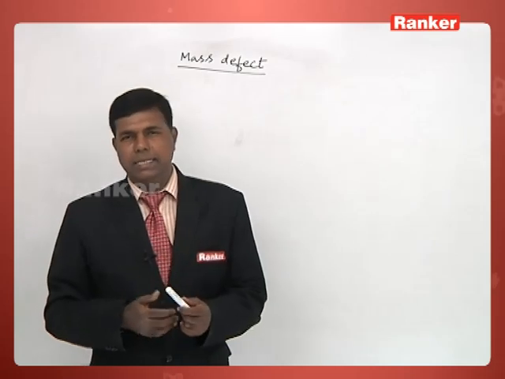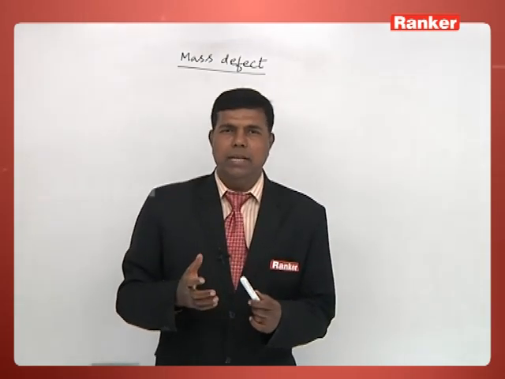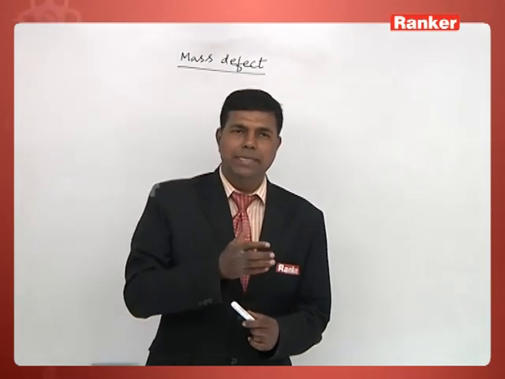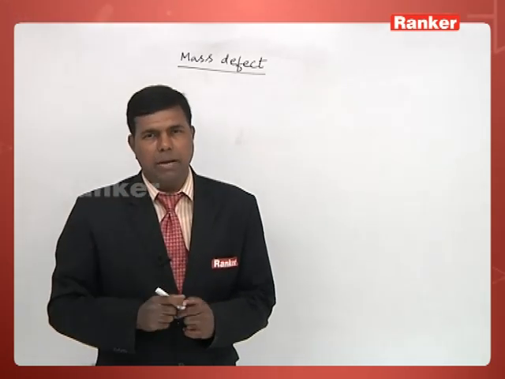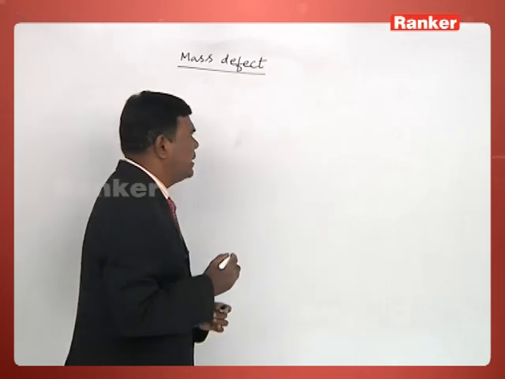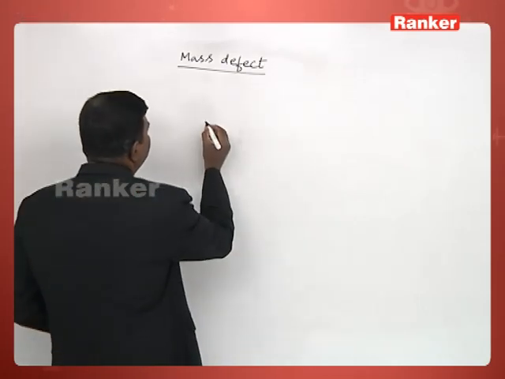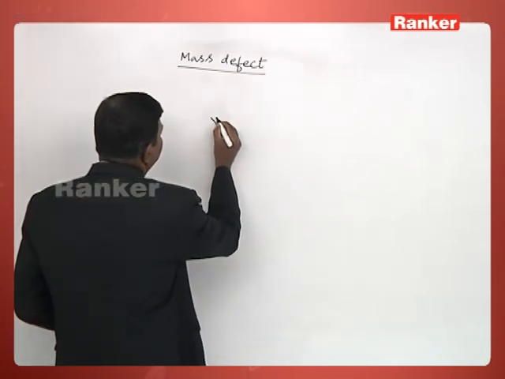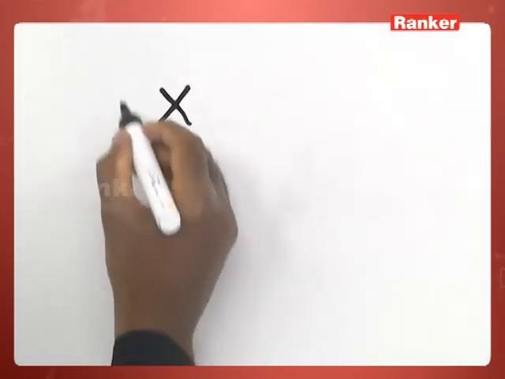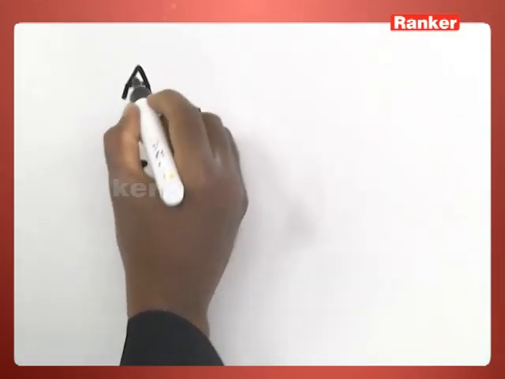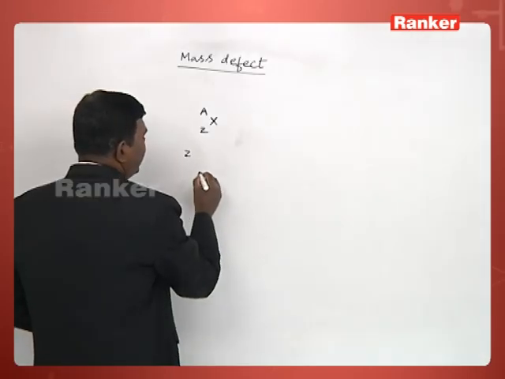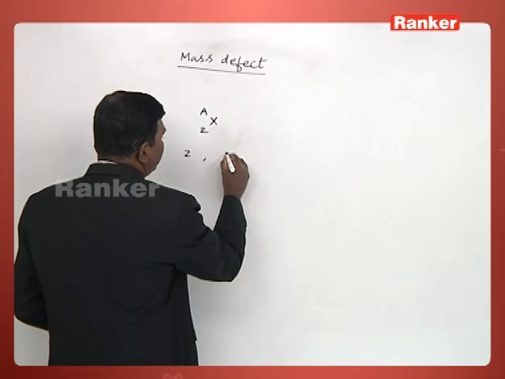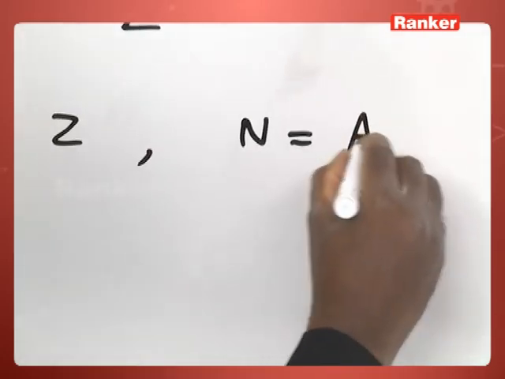You can say that mass defect is the difference in the masses of the nucleus, theoretical mass and actual mass. That difference is known as mass defect. Let us say, for the sake of argument, you have an element X with Z number of protons and A total number of nucleons. Obviously, the number of protons is given by Z and the number of neutrons is nothing but A minus Z.